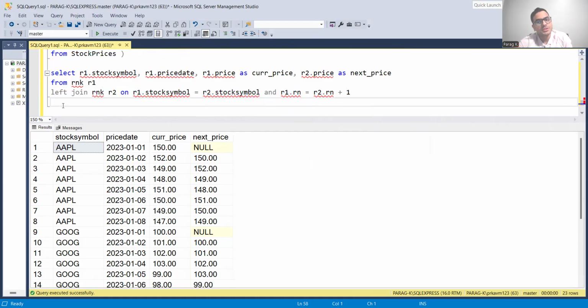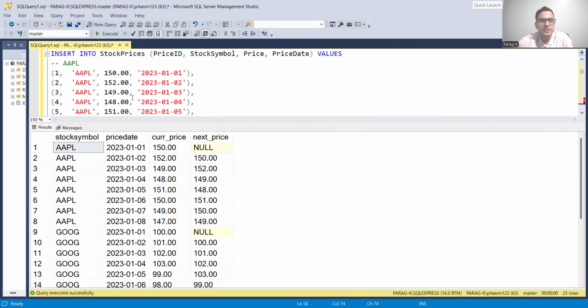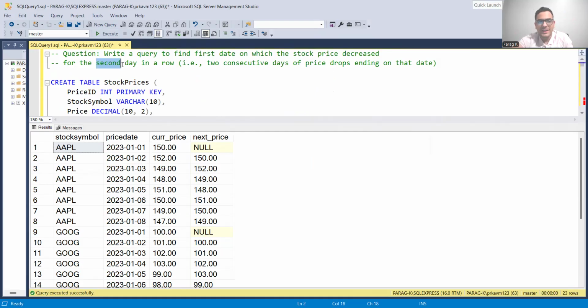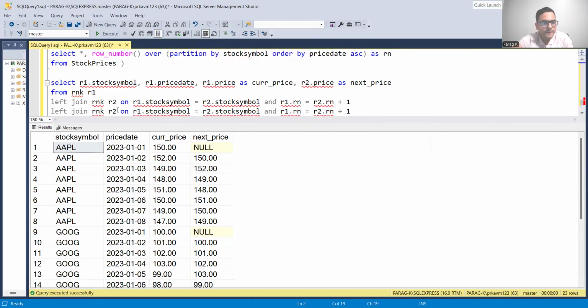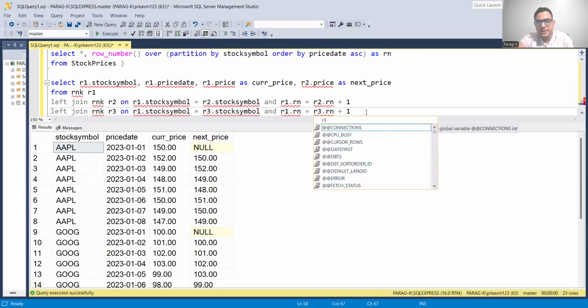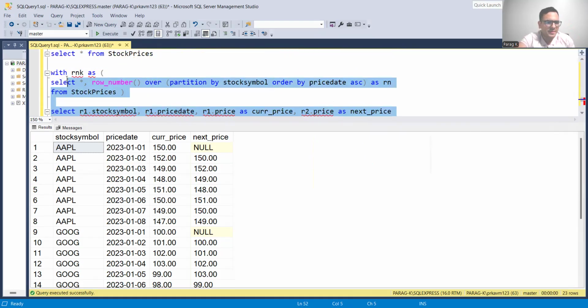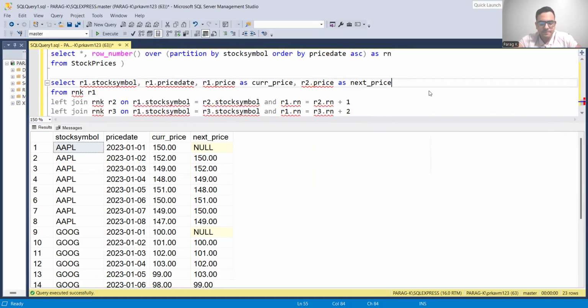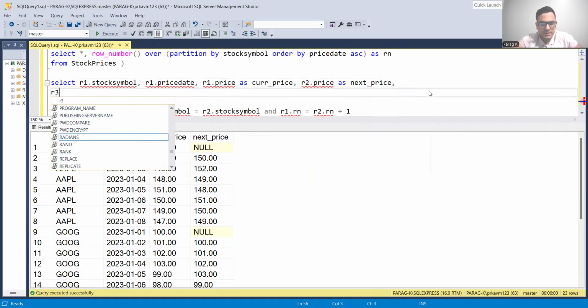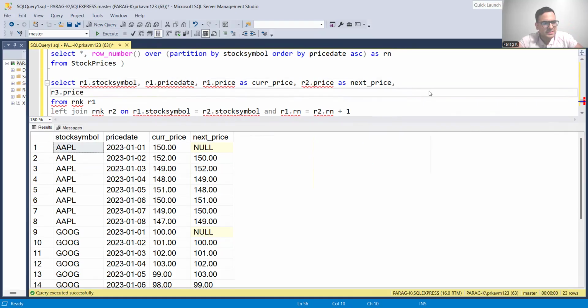Now let me go ahead and do one more thing here, because this is for the first day. If it was asking just for 1 day in a row, but we want the second day in a row, right? So I'm going to do something like this here, R3, and I'm not just going to do plus 1 here because we want it for the second day, right? So I'm going to do plus 2 here. Let's see what's going to happen. Let me just add the R3 dot price as next next price.